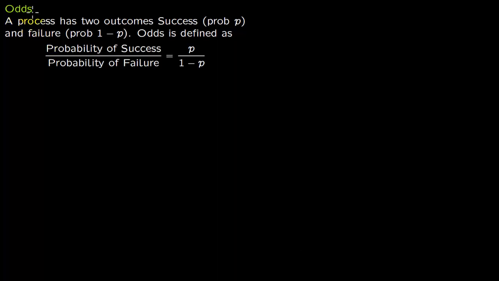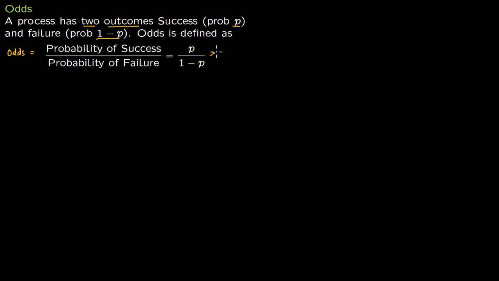We now define odds, which will be used in logistic regression. Say you have any process. This process has only two outcomes. The probability of success is P, and therefore the probability of failure is 1 minus P. Odds is defined as the ratio of the probability of success over the probability of failure. So this is our odds, and you set it as P over 1 minus P.